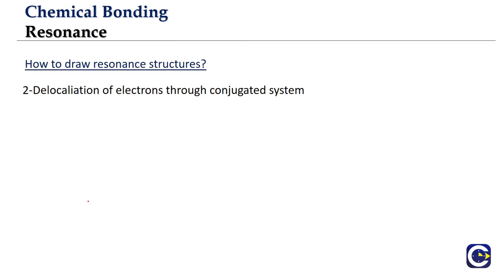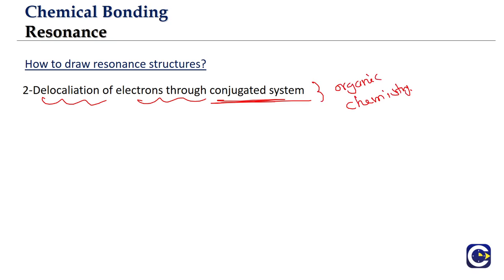But when it comes to organic chemistry, there we will talk about an idea which we call the delocalization of electrons through a conjugated system. This is the method we will mostly use in the case of organic chemistry. So there we will talk about this more importantly. But here let us just get a basic idea of what we mean by the delocalization of electrons through a conjugated system. You know what is a conjugated system?